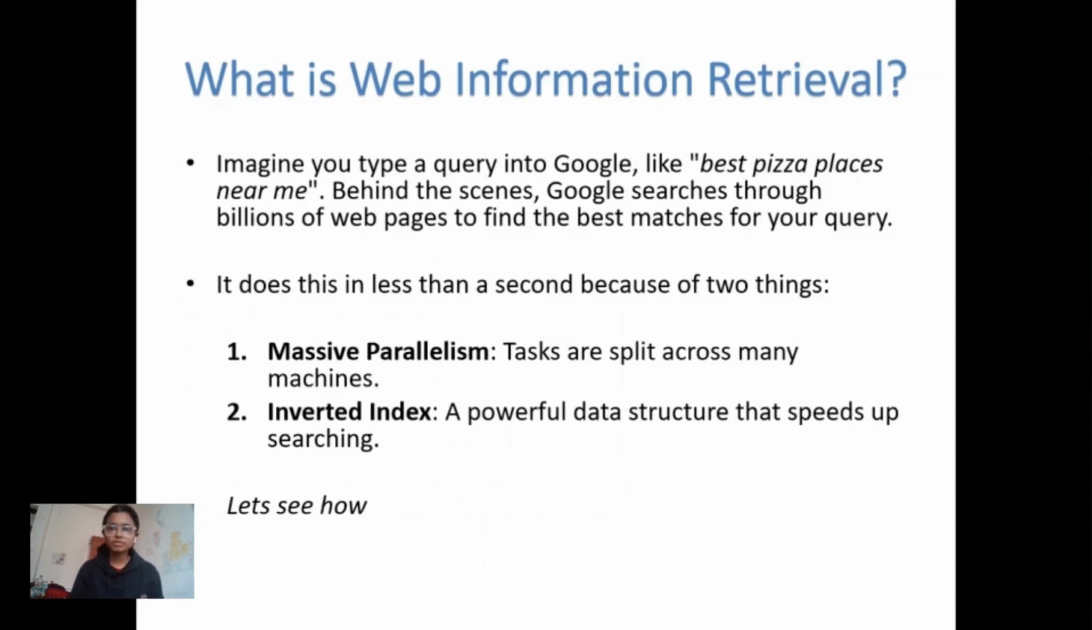So, what is web information retrieval? Imagine we type a query into Google like best pizza places near me. Behind the scenes, Google searches through billions of web pages to find the best matches for our query. It does this in less than a few seconds because of two things. First, massive parallelism, which means tasks are split across many machines. Second, inverted index. It is a powerful data structure that speeds up searching. Let's see how.